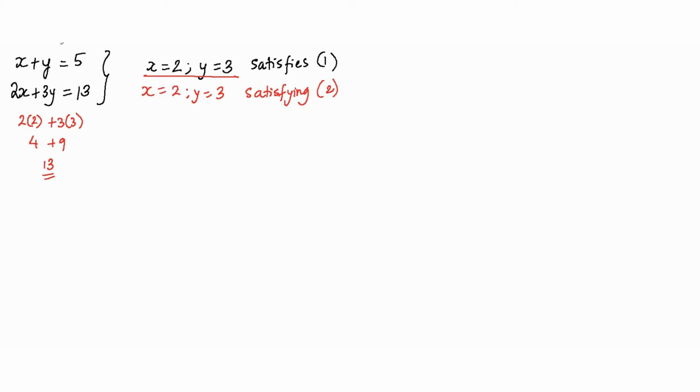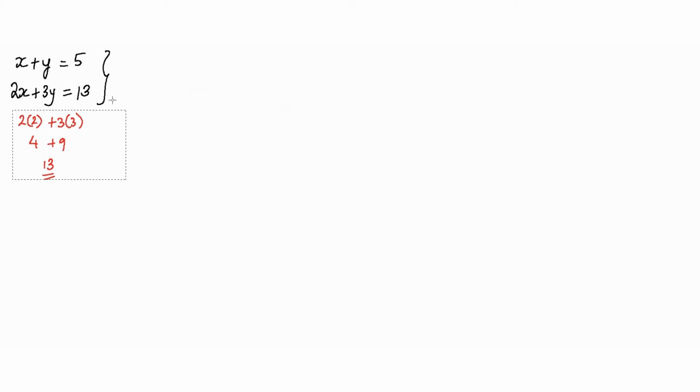So now let me take another value of x and y. Let's try with a different value of x and y. Let's consider x equals 5 and y equals 0. So 5 plus 0 is indeed 5.